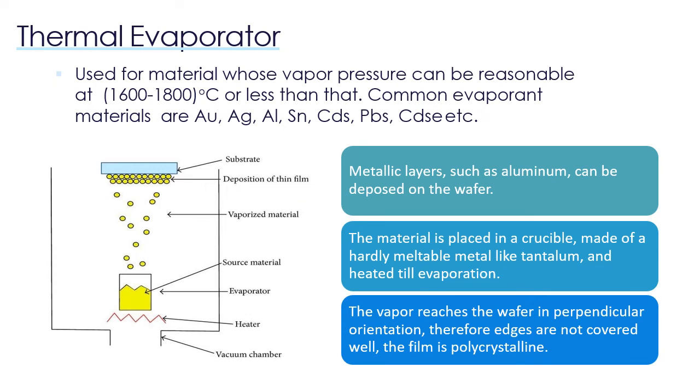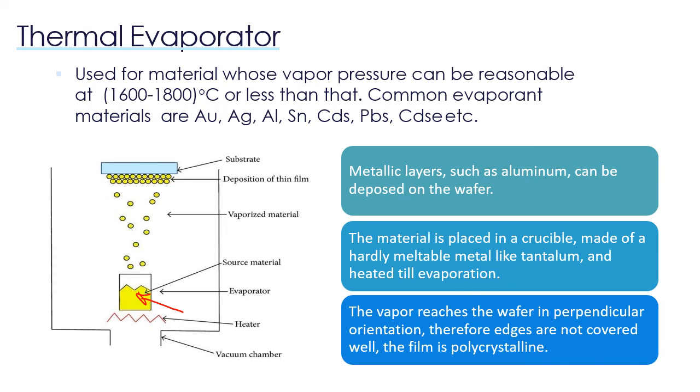So thermal evaporator is used for materials whose vapor pressure can be reached at 1600 degrees Celsius to 1800 degrees Celsius or less. The common evaporants are gold, silver, aluminium and many more. In this process, the material will be placed in the crucible. If you can see the yellow part here, the metal will be placed inside and then it will be heated.